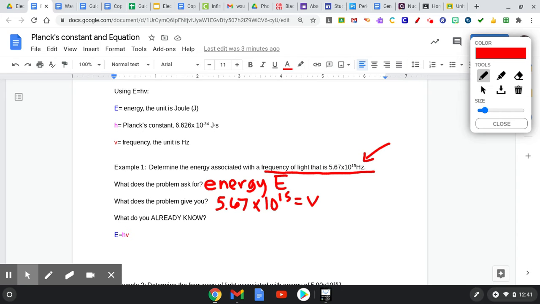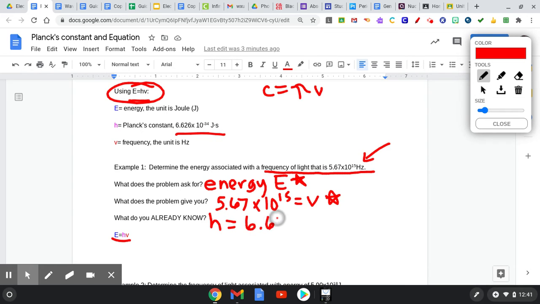And then what do we already know? Well, if I look back at the equations that we've talked about so far, we have this one, which is C equals wavelength times frequency. And then we have this one, E equals H times frequency. Well, since I'm looking for energy and it gives me frequency, it looks like I should use this equation right here. And so I already know the value of H, because it tells me up here, my H is 6.626 times 10 to the negative 34.